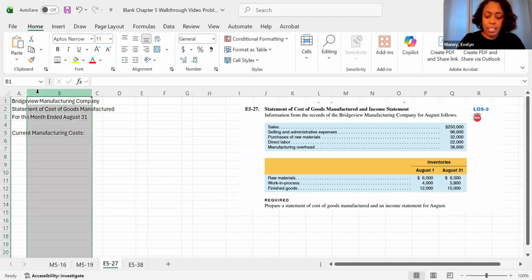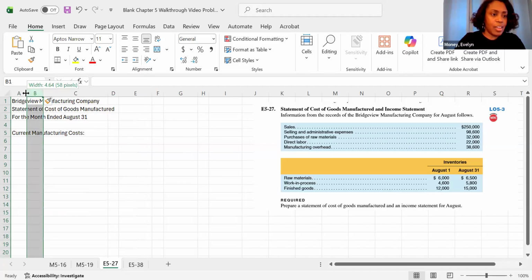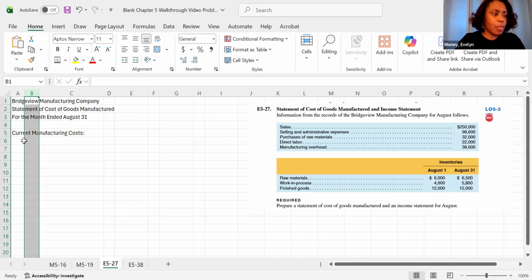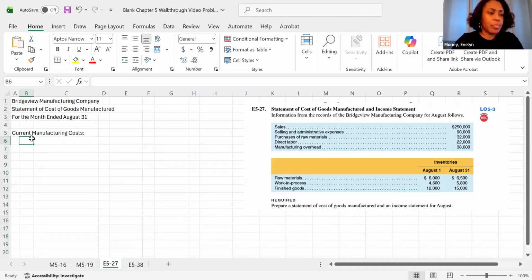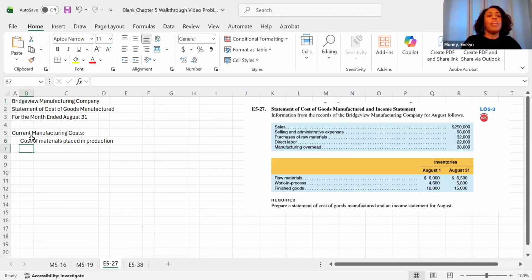Let's see, with all these little headings and things, I should have had an extra column in here to help me with my spacing. Then I had the cost of materials placed in production, because that's where we need to start. We first have to apply the inventory formula to raw materials, because they don't give me raw materials used. They give me beginning and ending inventory for raw materials, and then the purchases. So I have to find raw materials used.